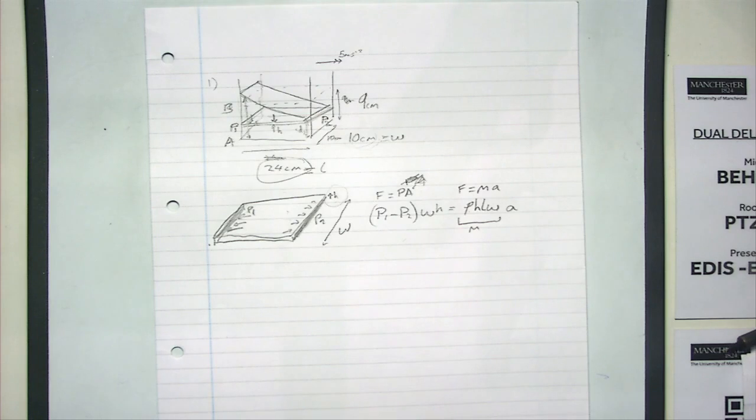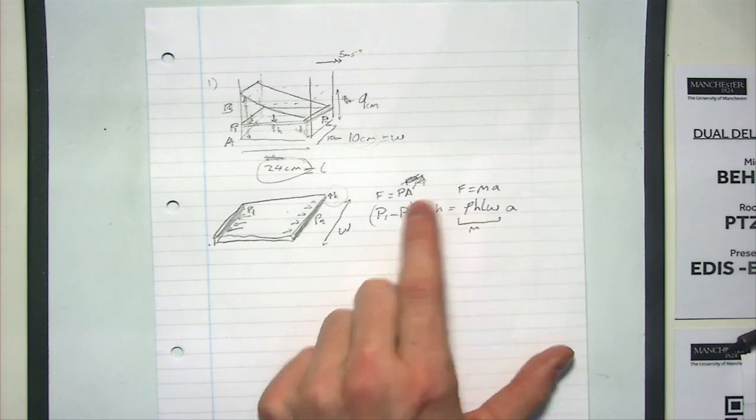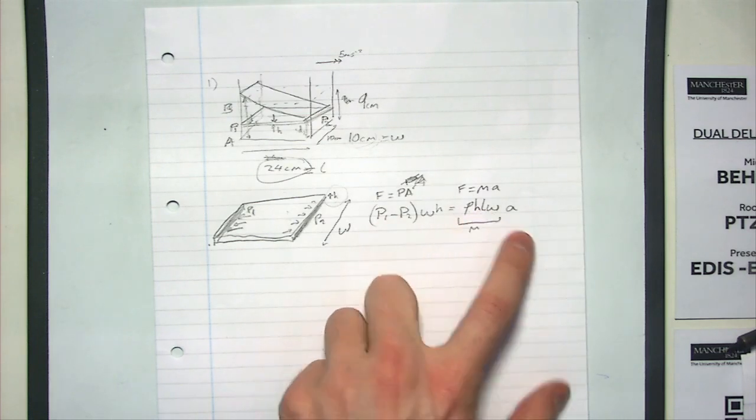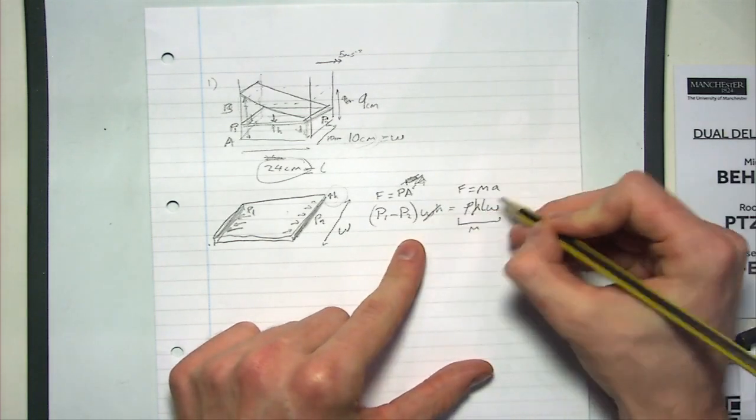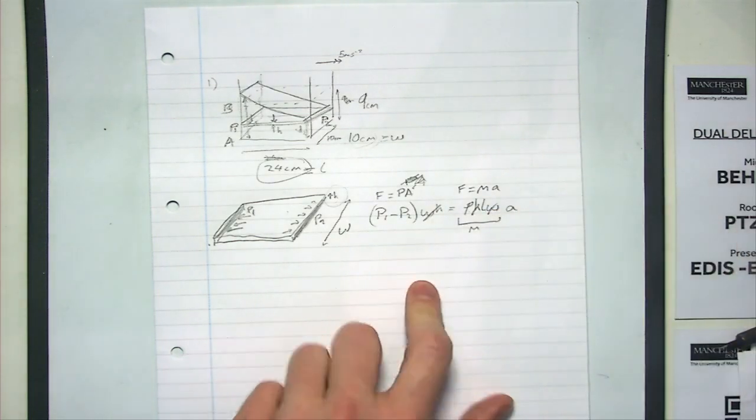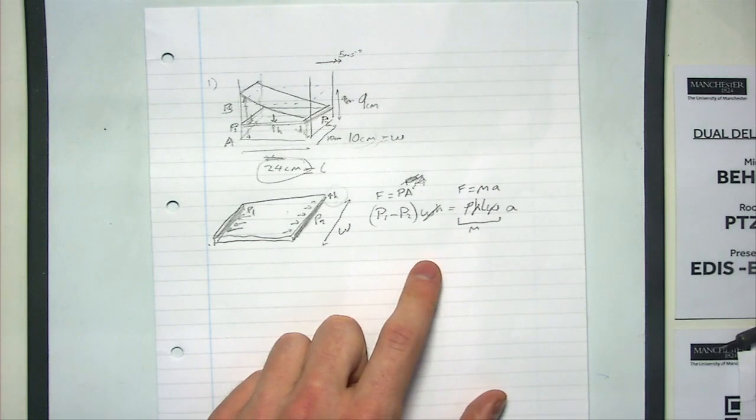We know all these values here, apart from the pressures. So we can mess around with this, and in fact we can do some cancellations. We can get rid of these, which is nice. But is it a good idea to keep them in there? No, they go away anyway.